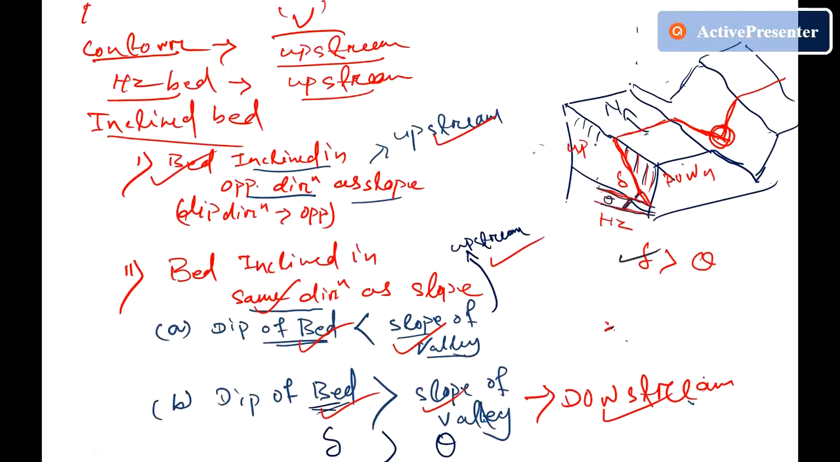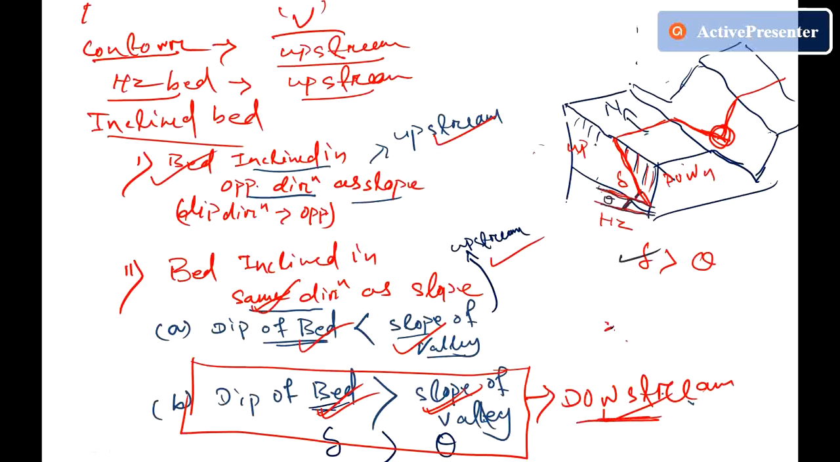Then if the bed is inclined in same direction and dip of the bed is greater than slope, then it will point downstream. So it is the only condition, you can also remember like this, it is the only condition where the bed is dipping in same direction and dip is greater than slope. It is the only condition when you will get the outcrop pattern points V in the downstream direction.